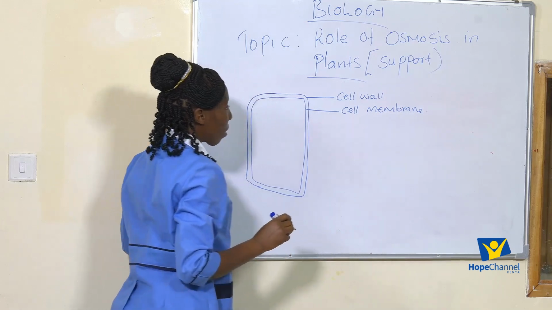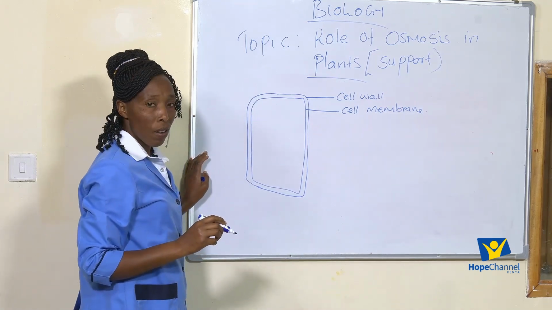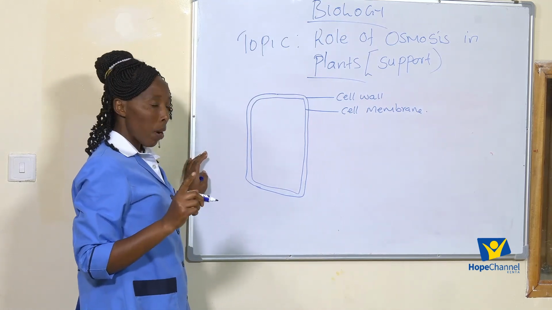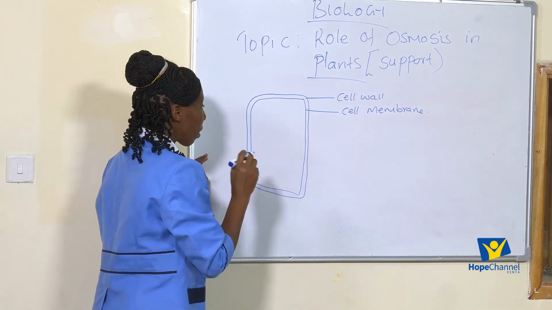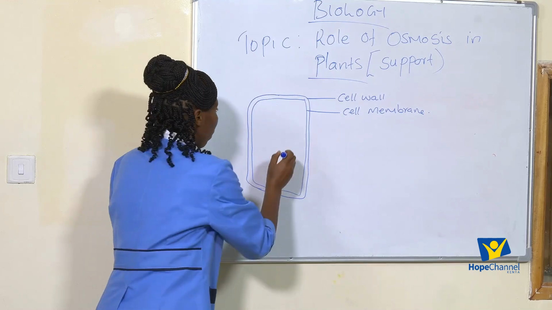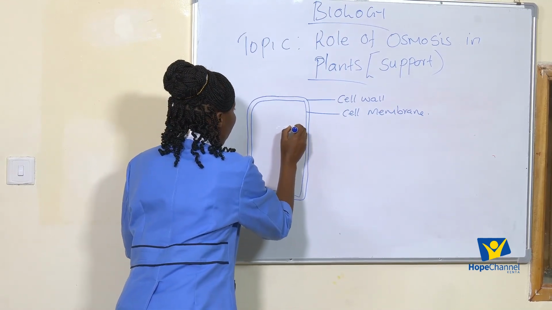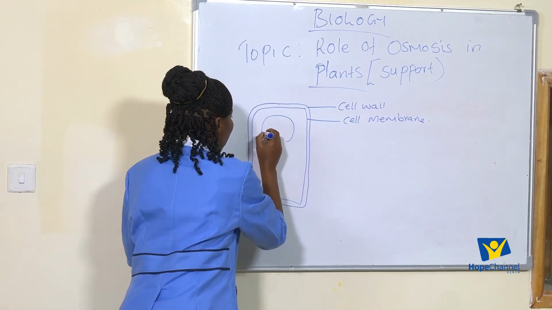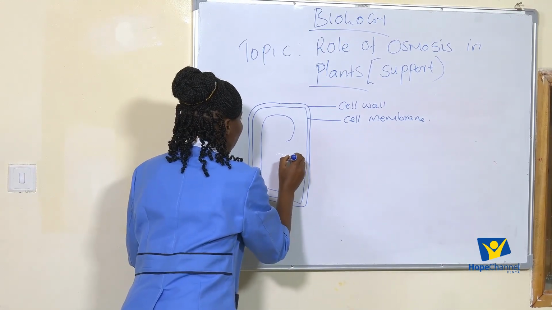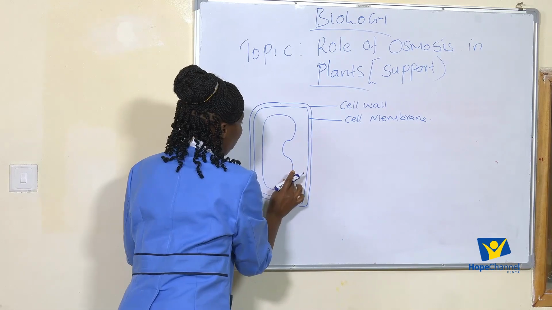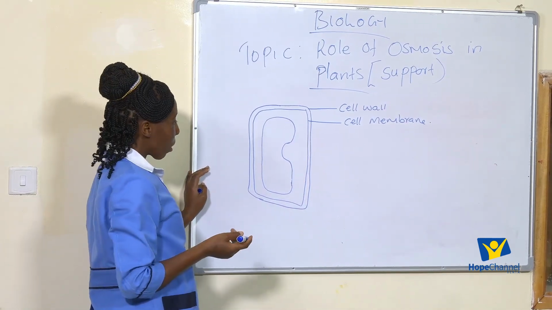Okay? That is the cell wall. And then we have the cell membrane. Remember, a plant cell has another membrane that we call the tonoplast. So inside here, we have another membrane. This membrane, we call it a tonoplast. So I want to do, that is just a sketch. Remember, it is a sketch.